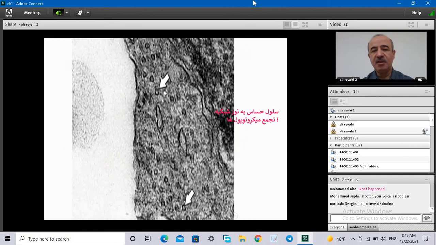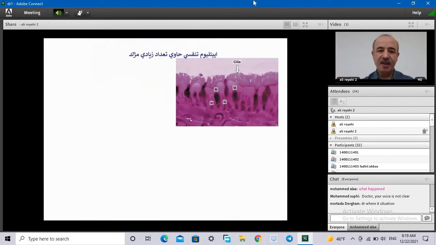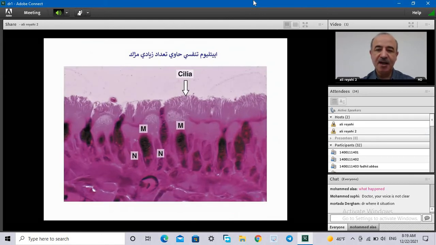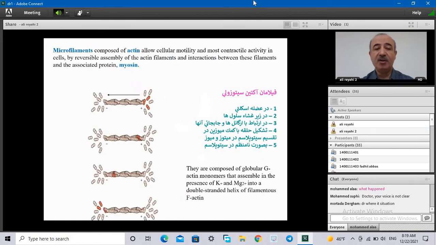This picture shows the cytoplasm of the cells. Within the cytoplasm we can see the microtubules. You can see the microtubules that form the shape of this cell. And this picture shows the cilia at the apex of the respiratory epithelium. All of these are cilia, and the structure of cilia is the axoneme, formed by microtubules.